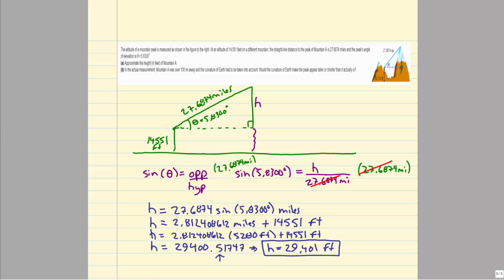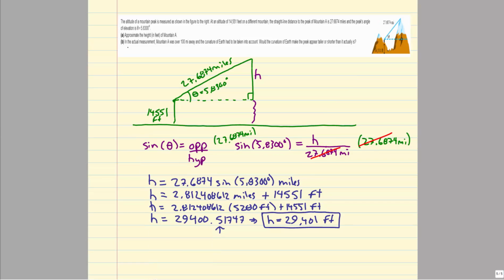Okay, now let's look at part B. Part B doesn't really take into account calculations, but it says in the actual measurement right up here, Mount A was over 100 miles away and the curvature of the Earth had to be taken into account. Would the curvature of the Earth make the peak appear taller or shorter than it actually is? Well, if you think about looking at something on the horizon, does it appear shorter than it actually is or larger than it actually is? As you get closer and closer to it, it appears larger because you're getting closer, but also because of the curvature of the Earth, as you get closer, you can actually see the true height of it. So this would be shorter, because of the curvature of the Earth. Would the curvature of the Earth make the peak appear taller or shorter than it actually is? And that's shorter from this point.